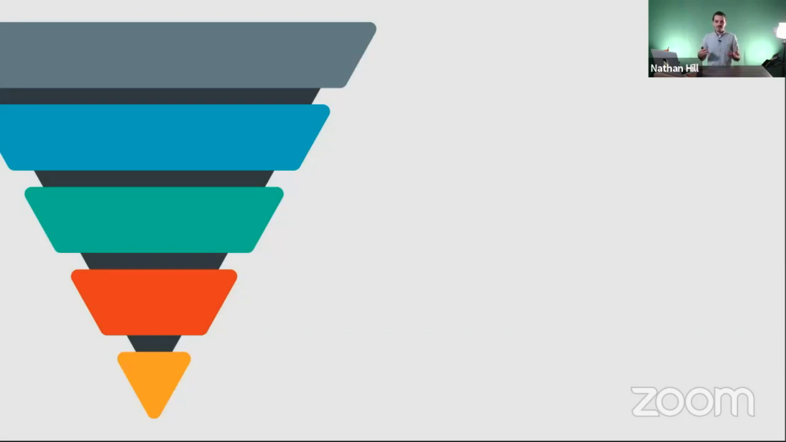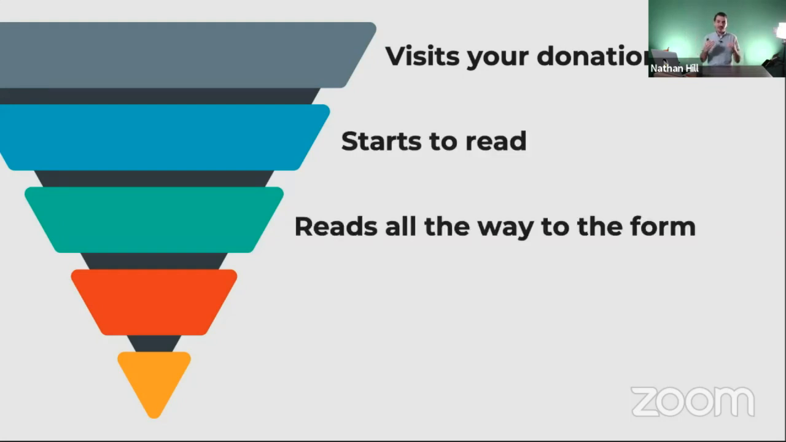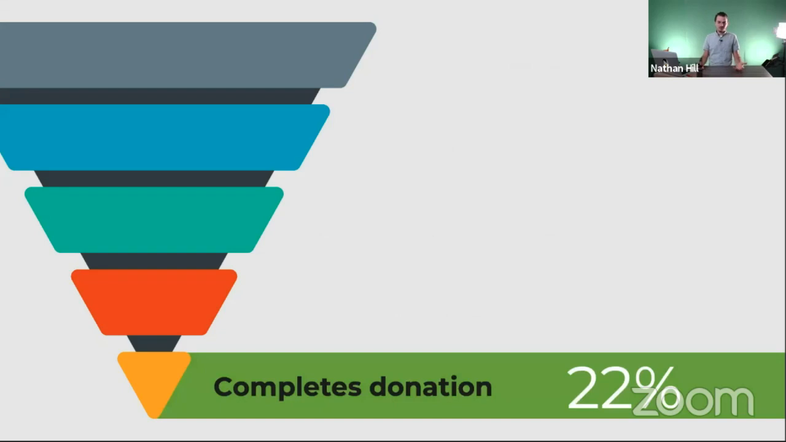Now, it's easy to map this to the typical sales funnel, customer funnel, donation funnel. People visit your page and they start moving down this funnel. They go from visiting to starting to read, all the way to the actual form. Then you have beginning the donation process, so they've actually clicked how much they want to give and they've pulled out their wallet and are getting their credit card out, ready to give. And then moving all the way to completing the donation, where you now have the funds in hand to go put to work to impact your cause. And 22% of people on average complete this process.